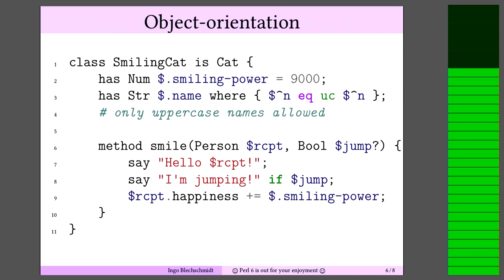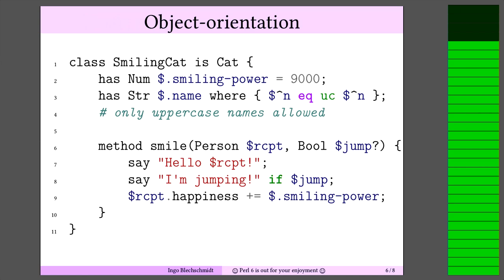Here's how you do object orientation in Perl 6. So you have a class keyword, a proper keyword. You have inheritance. You can define accessors. If you want to, you will also get automatically created getters and setters. In line 3, you see a subtyping declaration. So the name of such a kit should consist only of uppercase letters. If you want to, you can also give a proper name to this subtype and then use it several times.